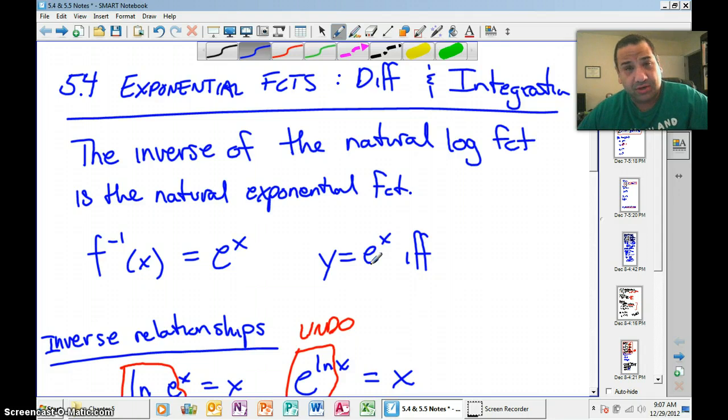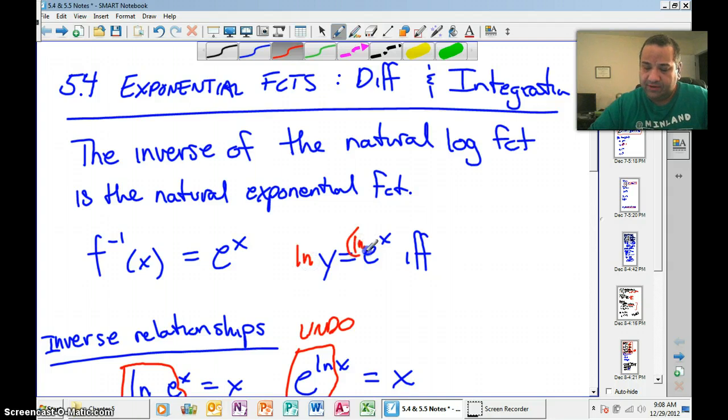I just want to talk about 5.4, exponential functions and differentiation and integration with these exponential functions. The inverse of the natural log function is the natural exponential function. So here's the inverse, and it's called e to the x. If y equals e to the x, then we would take the natural log of both sides. The natural log of e to the x and the e will undo each other, so I'll just get the natural log of y equals x.